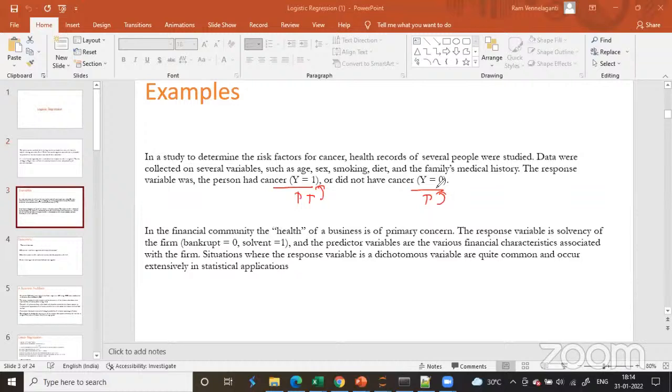Now, based on all our independent variables, what are our independent variables? Age, sex, smoking, diet, family's medical history. Using all these features, we have to find out whether that person is going to get cancer in the future or not. Yes or no. So this can be one of the problems which you can solve with the help of our logistic regression concept.